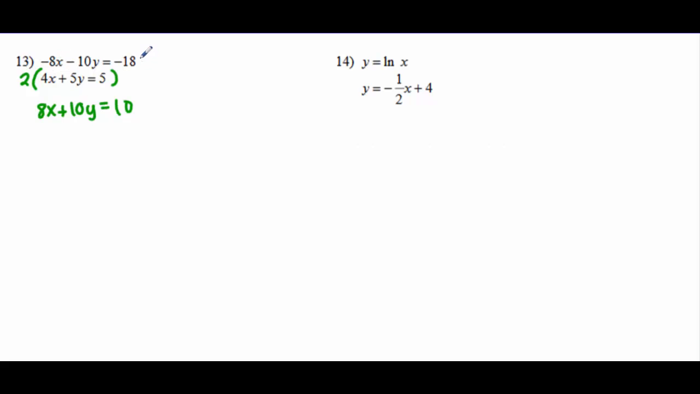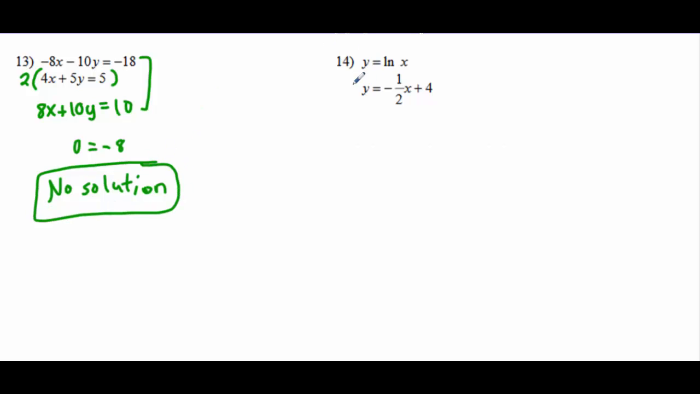So when I add these two equations together, my x's and my y's cancel, and so I get 0 equals negative 8. That is not true, so this is no solution. The nice thing about no solutions is that you don't have to do as much work because it ends up not working out and then you're done, basically.